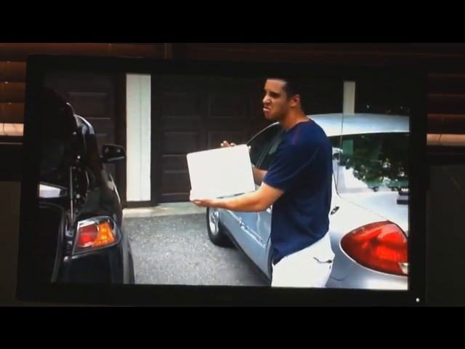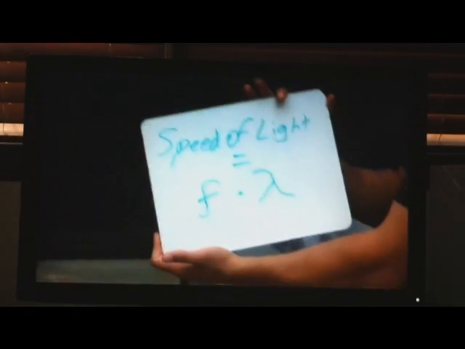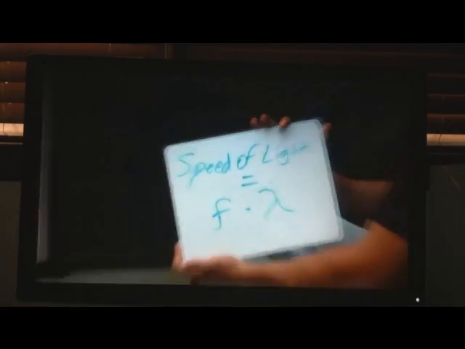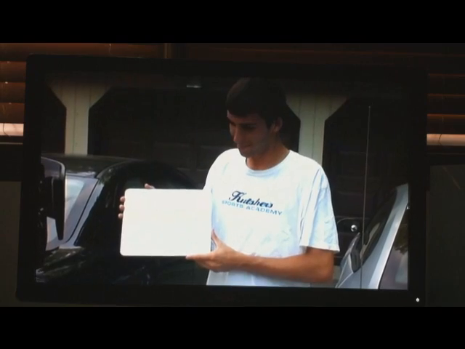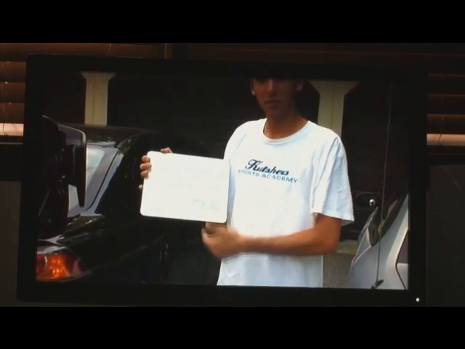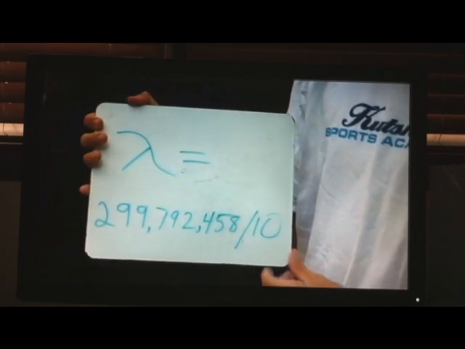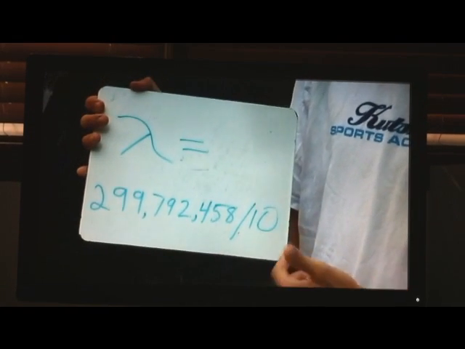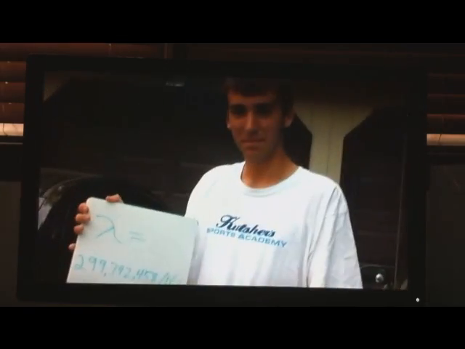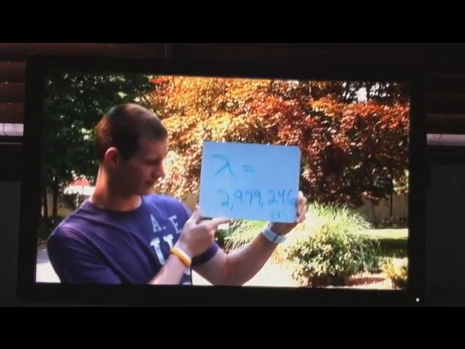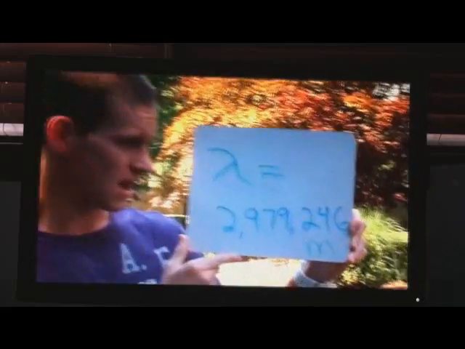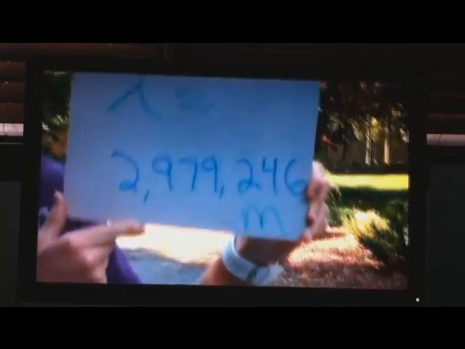Speed of light. Lambda equals 299,792,458, which is the speed of light, divided by 10, which is the hertz. The wavelength is equal to 2,979,246 meters.